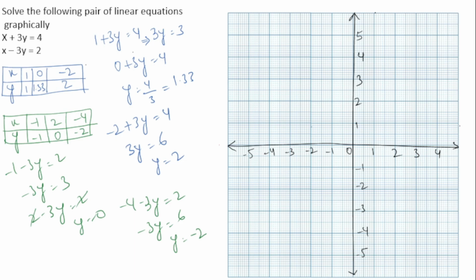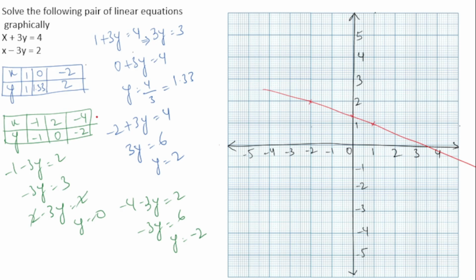Now we will represent these points on a graph. X is 1, y is 1. X is 0 and y is 1.33. This one. If x is minus 2, y is 2. We have got 3 points. We will join them.